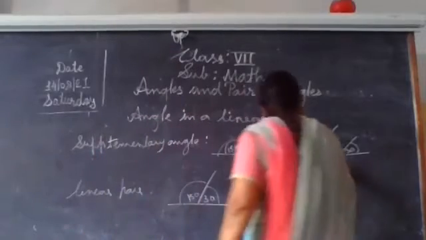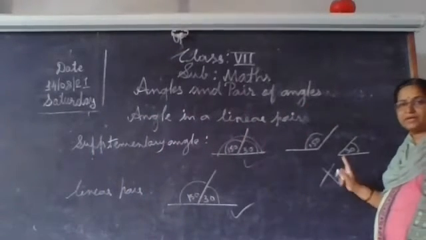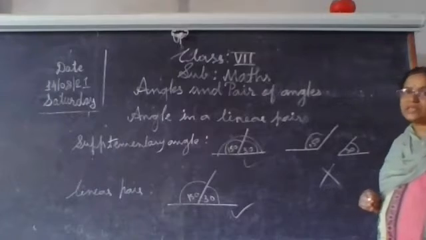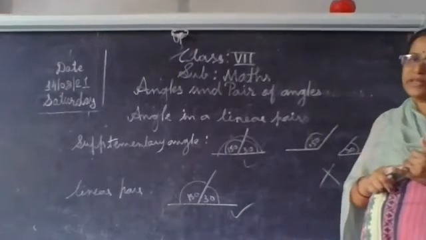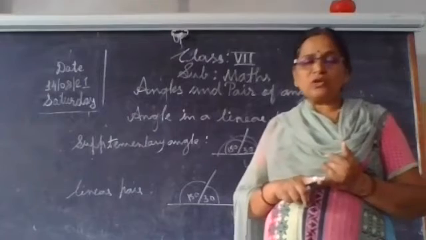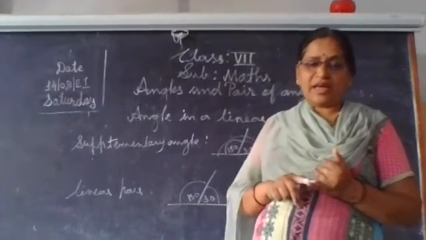And these two angles are not the linear pair. Yes, these two are supplementary, but these are not linear. So what is the condition to make a linear pair? The sum of two angles is 180 and also they must be adjacent angles.